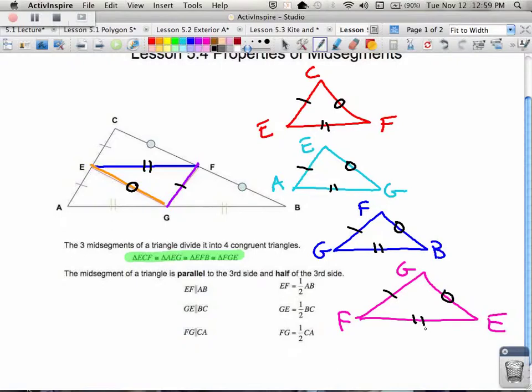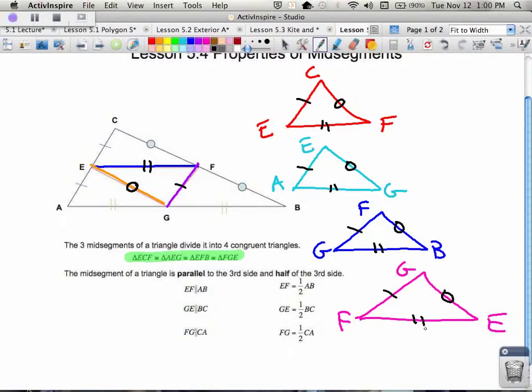And as I look at each of the triangles, I see that those are the correct markings and the orientations of all 4 triangles. And it's very important to name your triangles in exactly the same order every single time, like ECF, AEG, GFB, and FGE. If you don't name them in the same order, they're not correct.